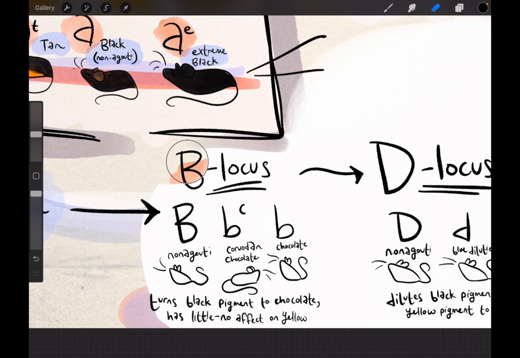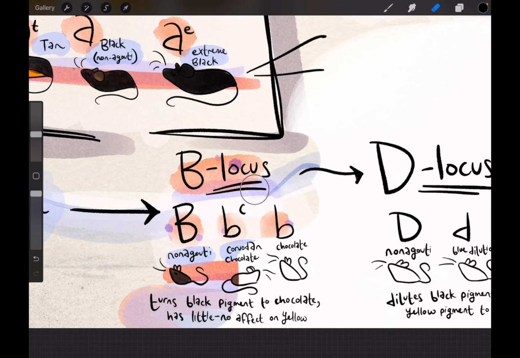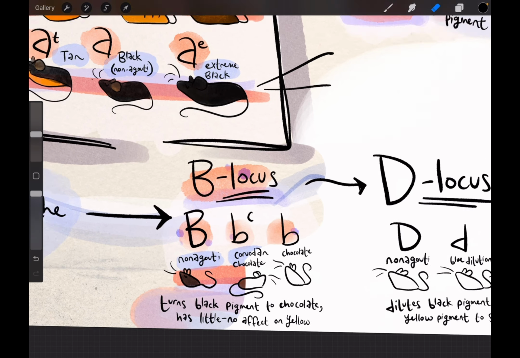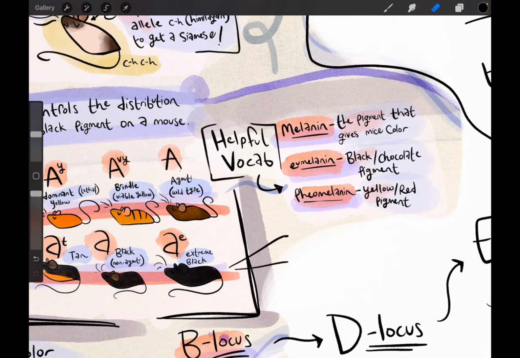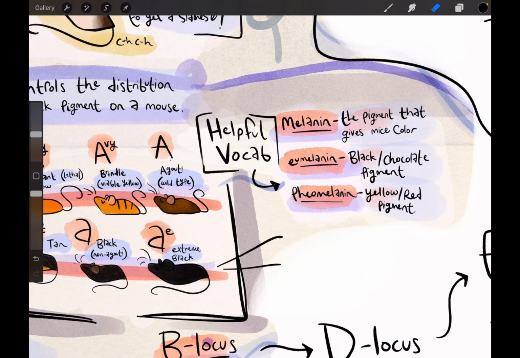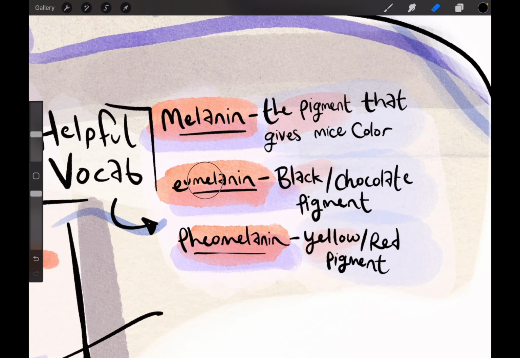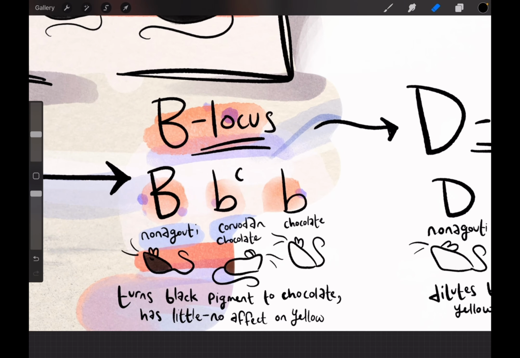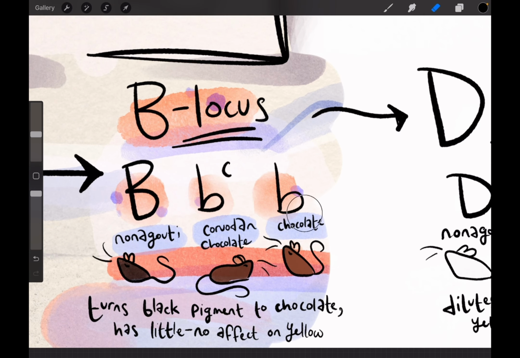Now, the B locus is lovely. It's quite nice. It is the locus in charge of brown dilution or chocolate. And actually, it's not really a dilution gene in the way that some of the other genes dilute, because as you see up here in the eumelanin section, eumelanin is both black and chocolate pigment. So chocolate's not a diluted version of black, it's its own pigment color. Just a different kind of eumelanin, basically.